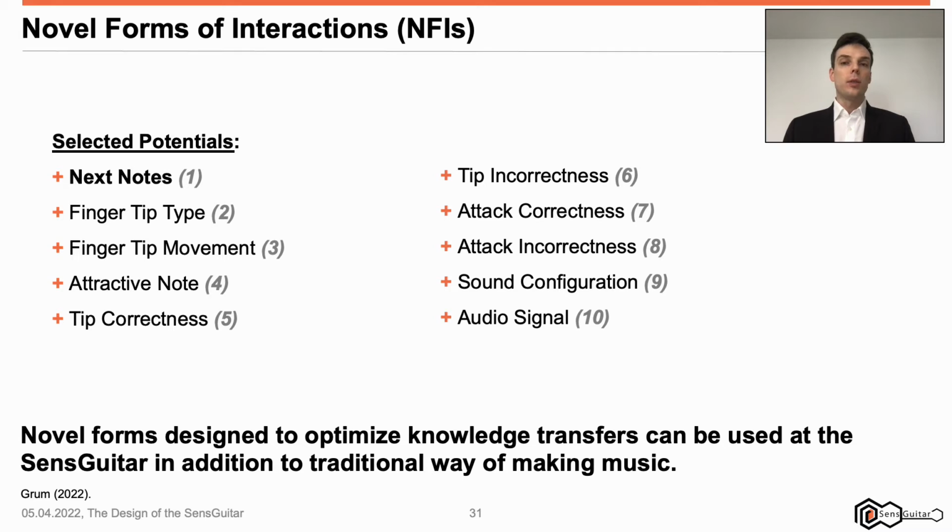First, next notes. This novel form of interaction refers to the act of visualizing next notes on the guitar fretboard that are required by a certain song. Aside from highlighting the precise fingertip position, this includes highlighting the corresponding string attack position so that a note is characterized. For instance, next notes are appearing as yellow highlights of strings and fingertip positions.